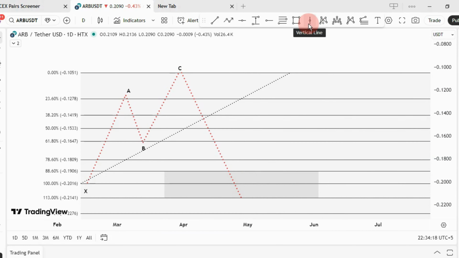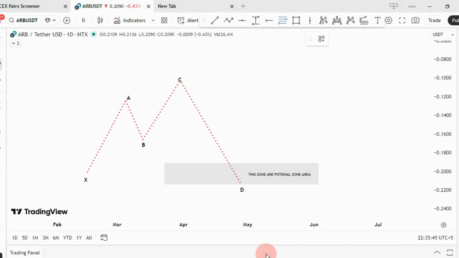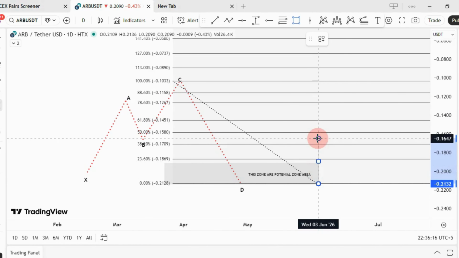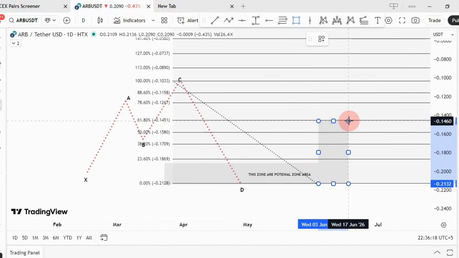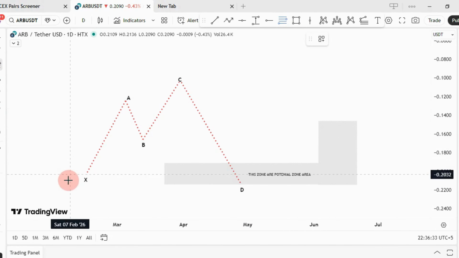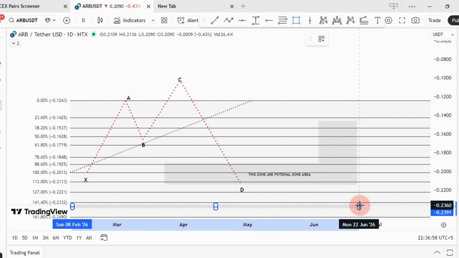Now take profit and stop loss. For take profit, take Fibonacci retracement from C to D. Target 1 is 0.382. Target 2 is 0.5. Target 3 is 0.618. For stop loss, take Fibonacci retracement from X to A. Stop loss will be at X and D.